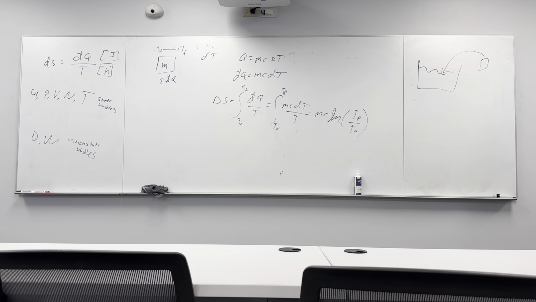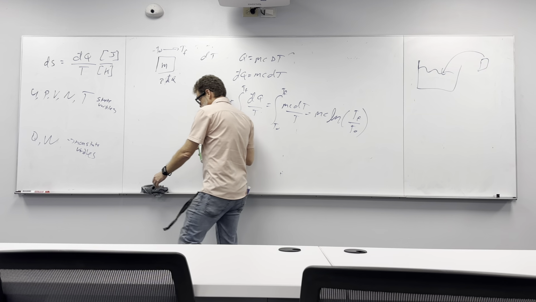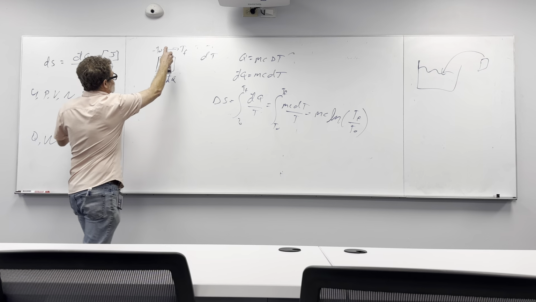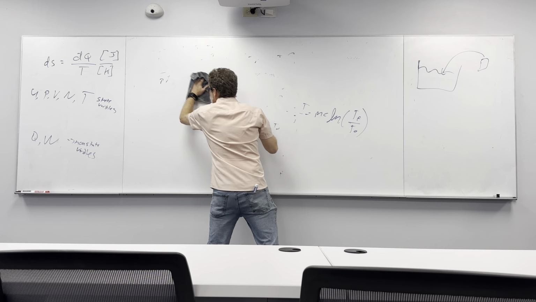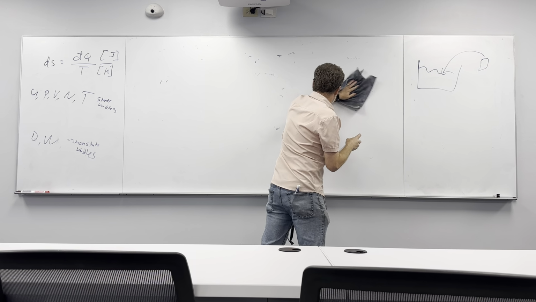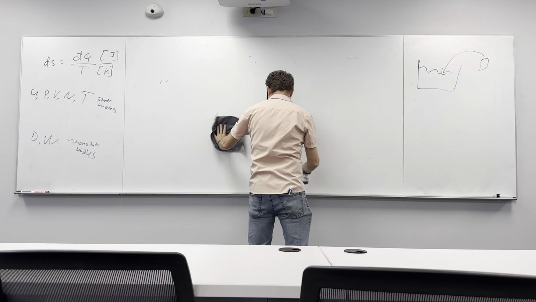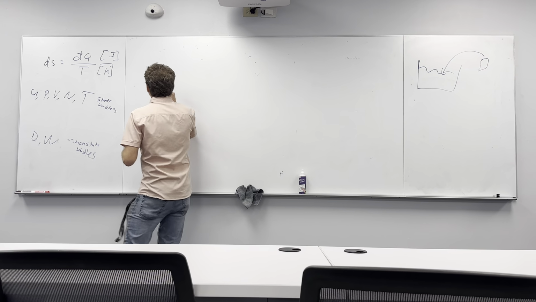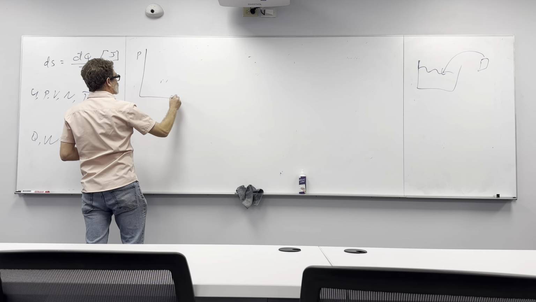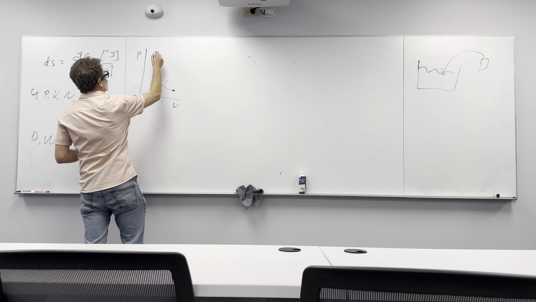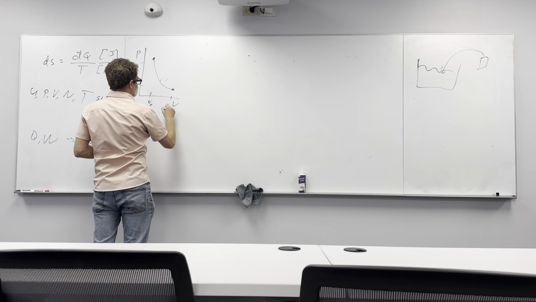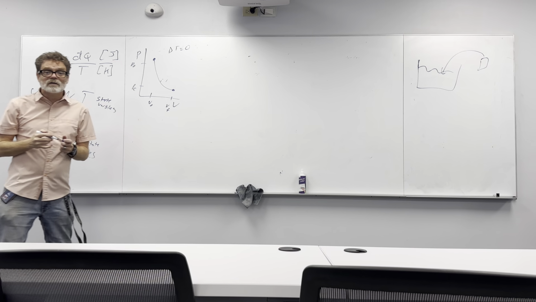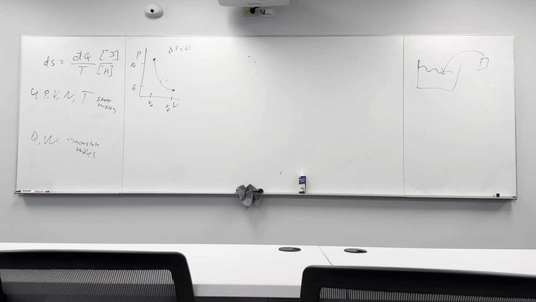All right, let's look at a gas process, an ideal gas. We'll make it easy. In the interest of time, let's look at an isothermal process. P naught, V naught, P final, V final. Delta T is 0. This is isothermal. Let's find the entropy change. I picked this one because it's easy.